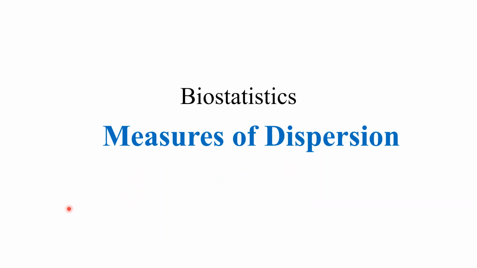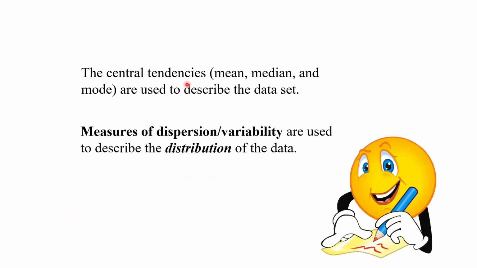So today we're going to focus on dispersion, and basically this is also a very important tool of describing your data. As we said, for the central tendencies, we looked at the mean, median, and the mode, and they're used to describe the data set. The measures of dispersion, or sometimes called measures of variability, are used to describe the distribution of data, how the data is distributed. At the end of it, we're going to look at whether the data is very far apart from the mean or whether it is very close to the mean. And that will actually explain the distribution.